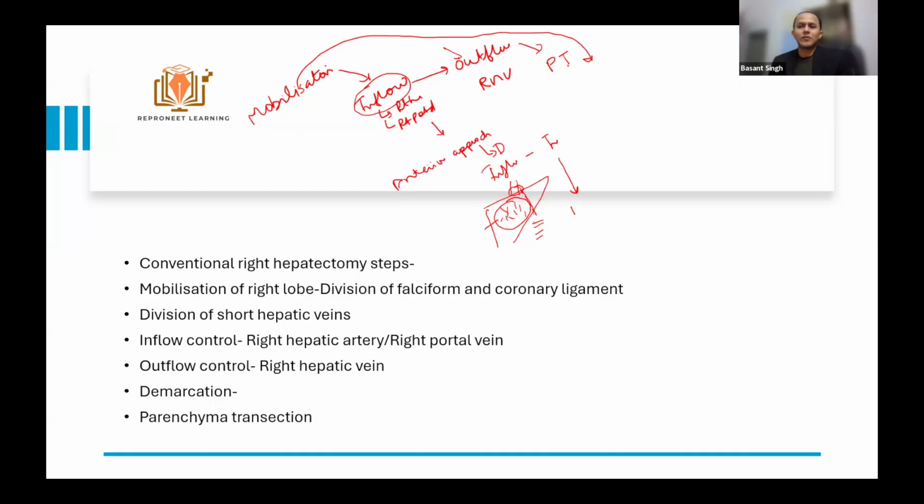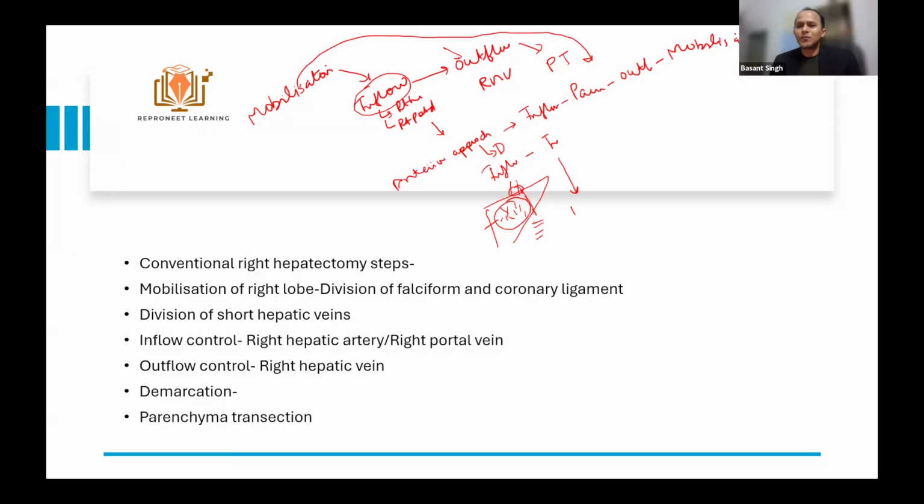This is what we have to remember: in a conventional hepatectomy, you start with mobilization, but in patients who have a very large or bulky tumor, we start with inflow control followed by parenchymal transection. So this is how the order is. If they ask you about the anterior approach, what is the order of hepatectomy? That would be inflow control, then parenchymal transection, then outflow control, and then mobilization.